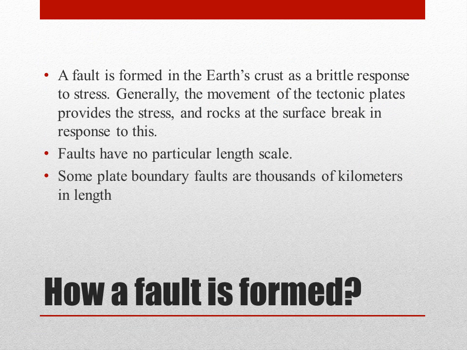How a fault is formed. A fault is formed in the Earth's crust as a brittle response to stress. Generally, the movement of the tectonic plates provides the stress, and rocks at the surface break in response to this. Faults have no particular length scale. Some plate boundary faults are thousands of kilometers in length.